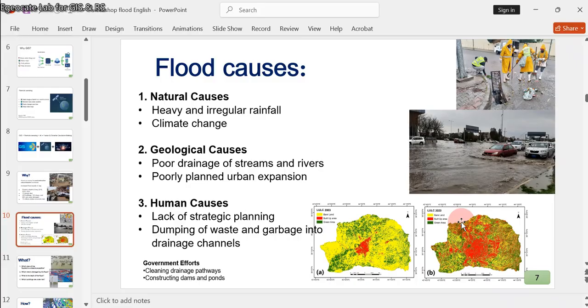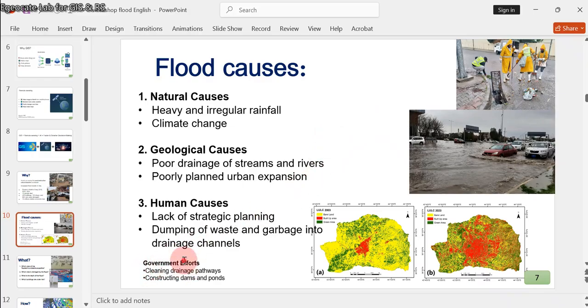The number of floods has significantly increased in the last 20 years. And another cause is human related, for example, lack of strategic planning, and also dumping waste and garbage into drainage channels, which prevents the natural flow of water, and it will create flood areas.